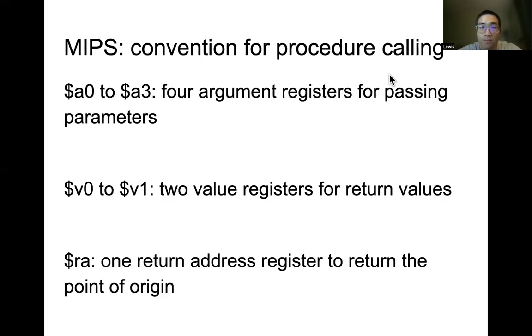And by convention, MIPS has several registers to use for procedure calling. The first ones, A0 to A3, are used for sharing input, and V0 and V1 are used to share output. And then a very important one, the address register RA, is used to store the address of the point of origin.